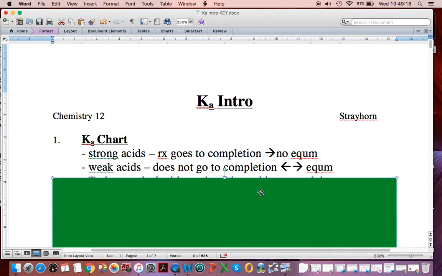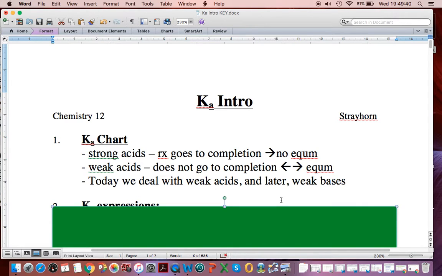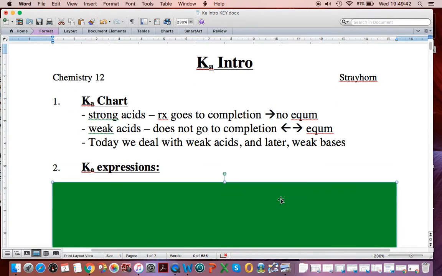On the other hand, most of the acids on the chart are going to be weak acids, in which case not all of the acid molecules will lose their protons. That means they don't completely ionize, and the bottom line is we end up with equilibrium, and we have to deal with them in an equilibrium kind of way, and that can include using ice charts. So today it says weak acids, and eventually we get to weak bases.